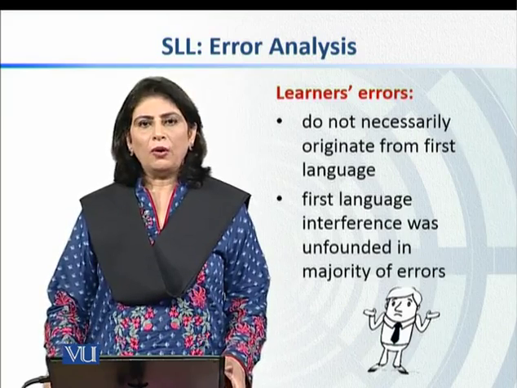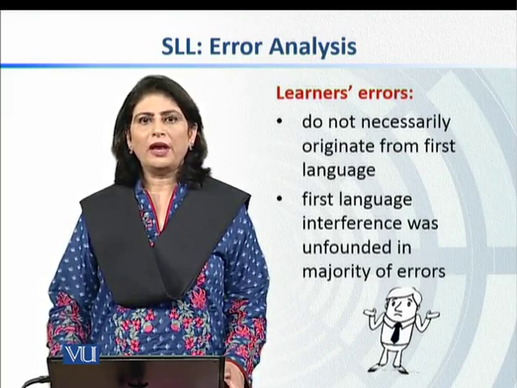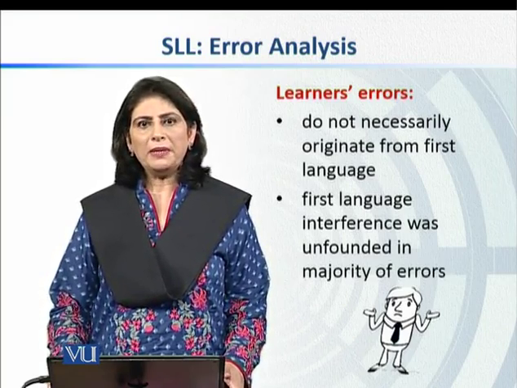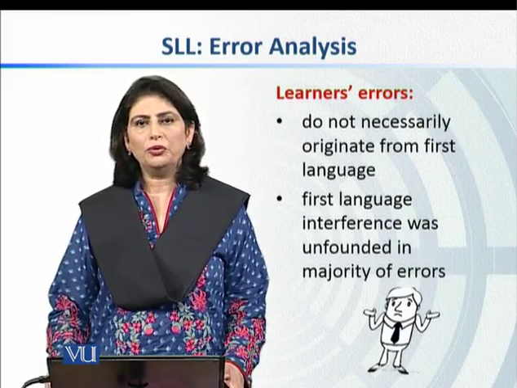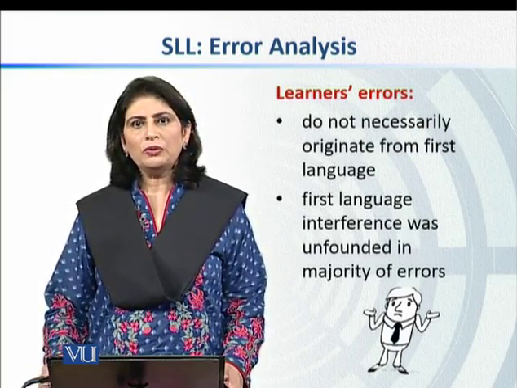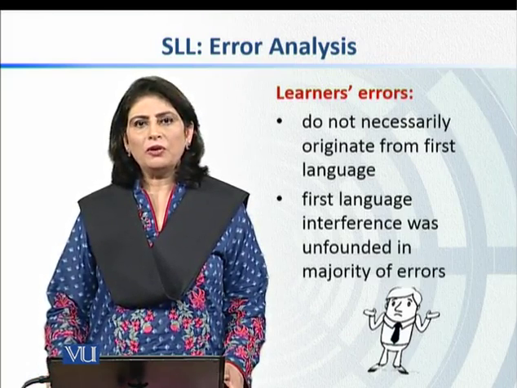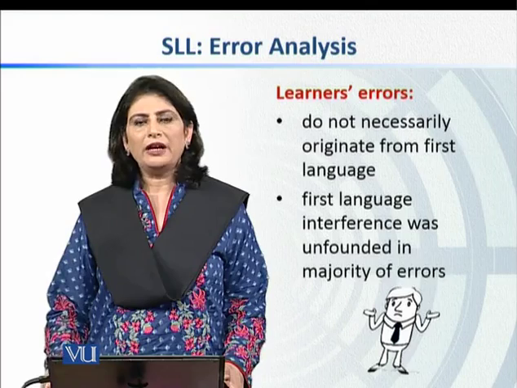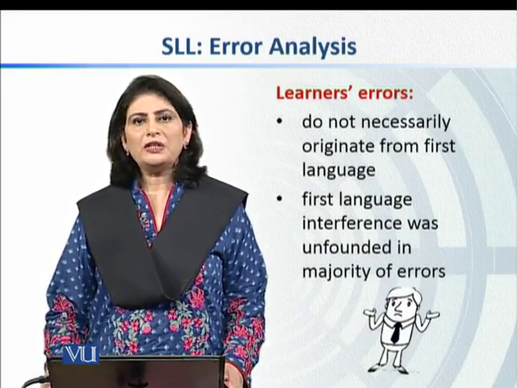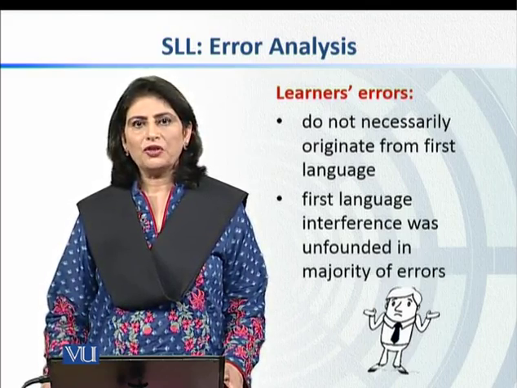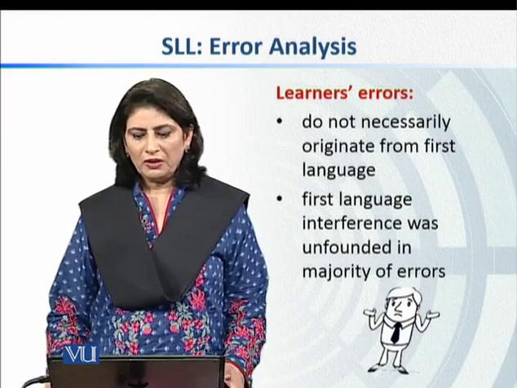That is, although, for instance, we take the example of "were" and "what", maybe there was a transfer of the sound of "were" from Urdu to "W" that became "were" instead of "were". Yet it was not that all the errors that the students or the learners were making originated from their first language. So there were other sources of errors also.